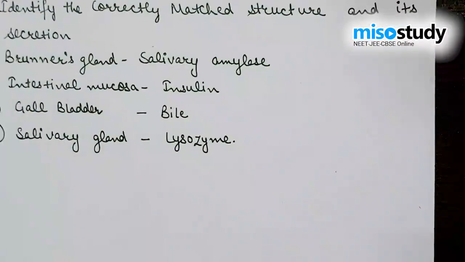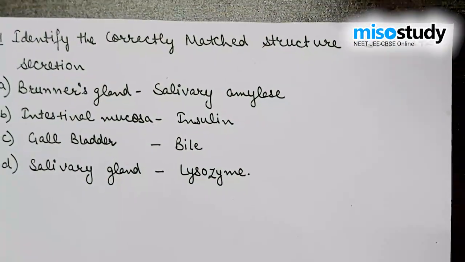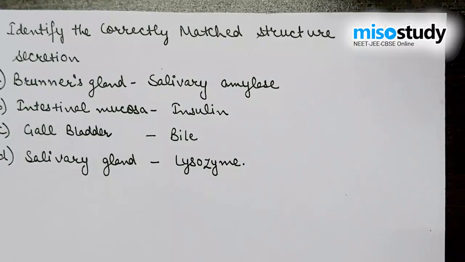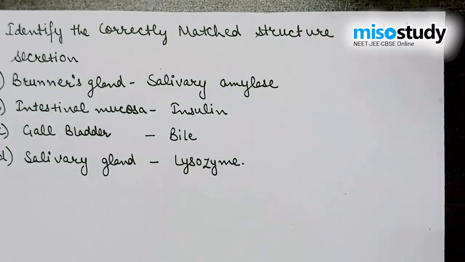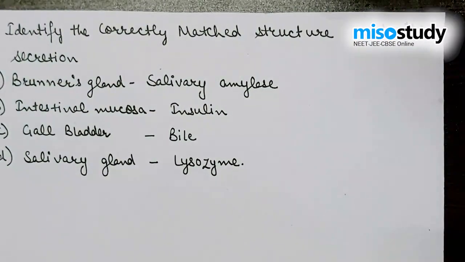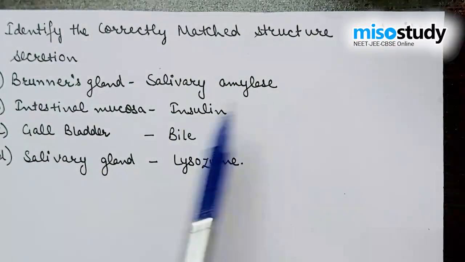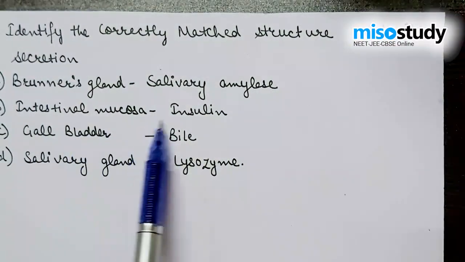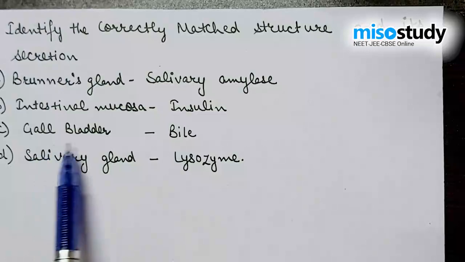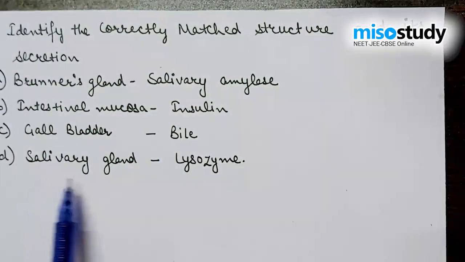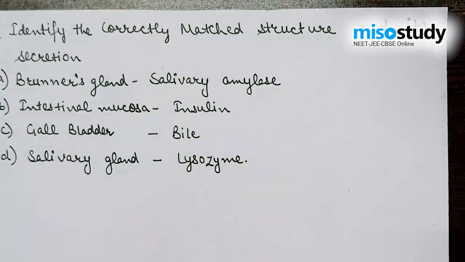The first question from Digestion and Absorption is: identify the correctly matched structure and its secretion. A. Brunner's gland, salivary amylase. B. Intestinal mucosa, insulin. C. Gallbladder, bile. D. Salivary gland and lysozyme.